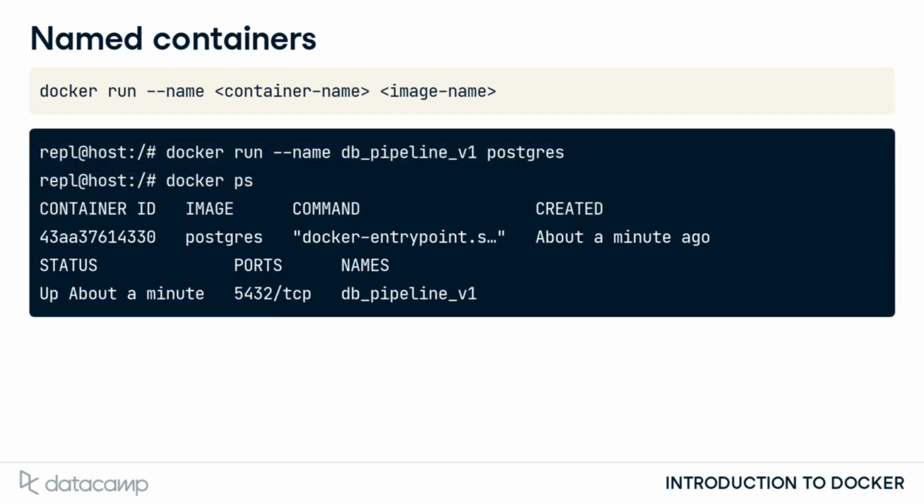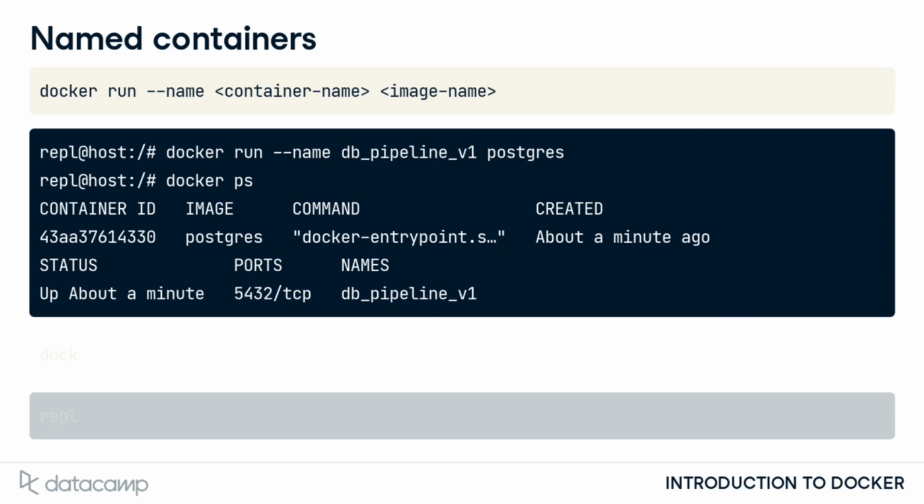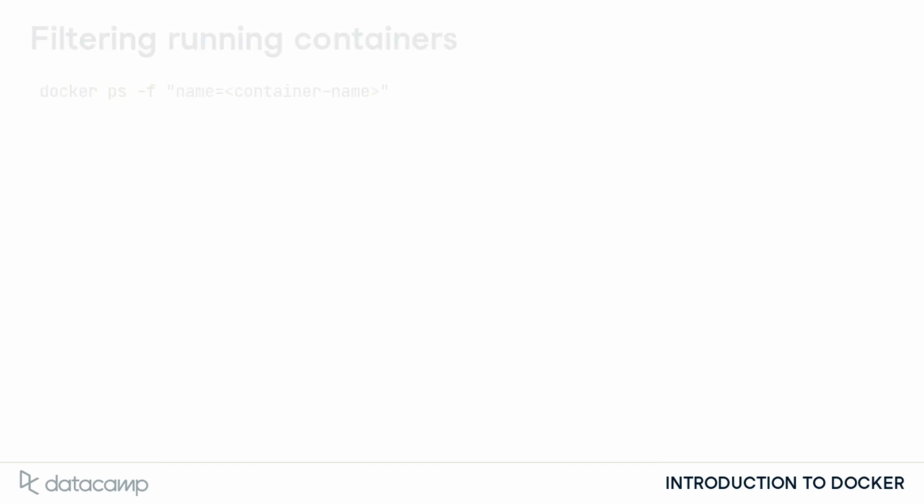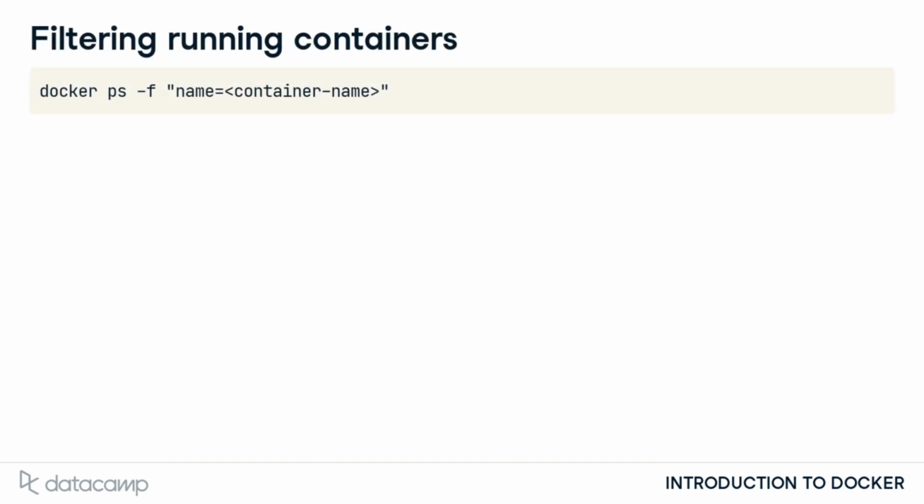Here, we created a container from the Postgres image and called it db_pipeline_v1. For any commands that require us to specify a container, we can use either the container ID or the container name. For example, in exactly the same way we could stop containers using their ID, we can use their name in docker stop.